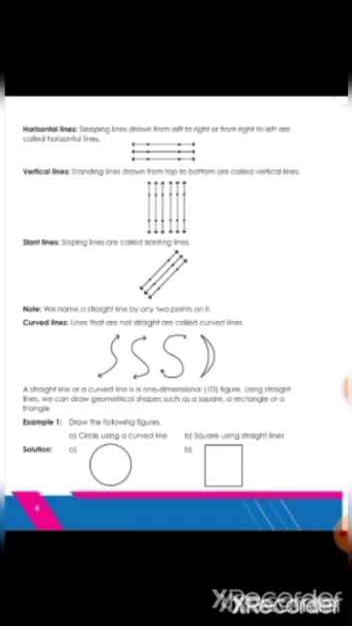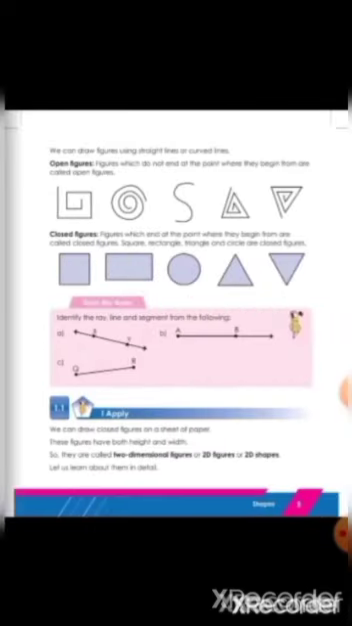Using straight lines and curved lines, we can draw geometrical figures like a square, rectangle, triangle, circle. If you see in this example 1, the circle can be drawn using a curved line. If you take a square, square can be drawn using straight lines. We can draw figures using straight lines or curved lines.